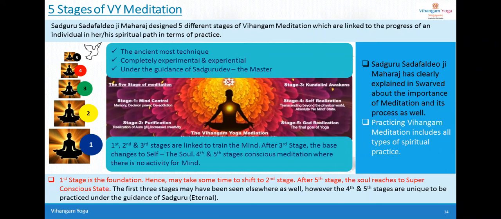So the first, second, and third stages, if you see, revolve very much around the mind. Maybe other practices can bring you to that stage, but it is a fact that from the level of the soul, it's only the Vihangam Marg, only the Vihangam path. There is one straight path only through which the soul can meet the Supreme Soul, and only under the guidance of the Sadguru. Reaching the conscious state is very important.